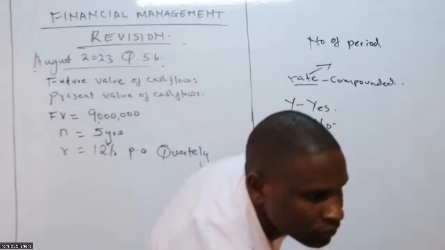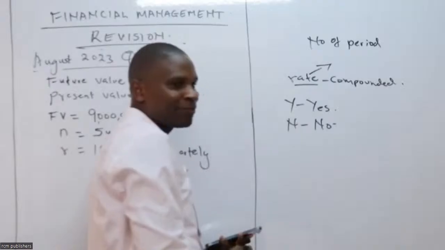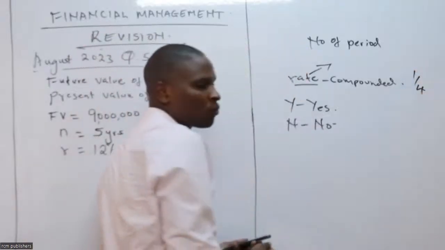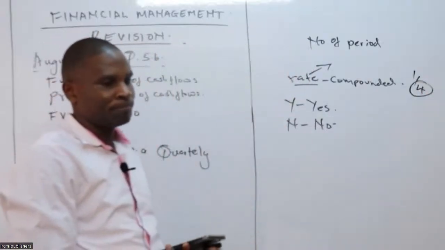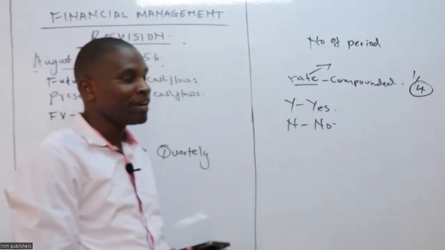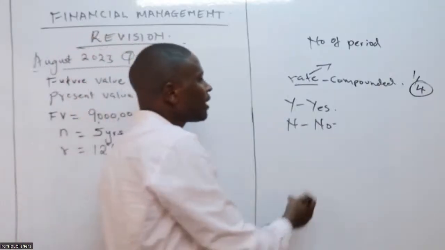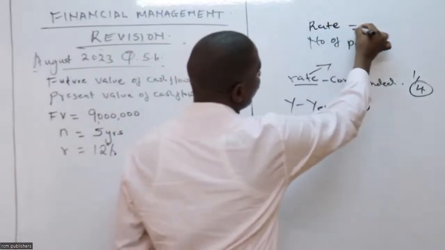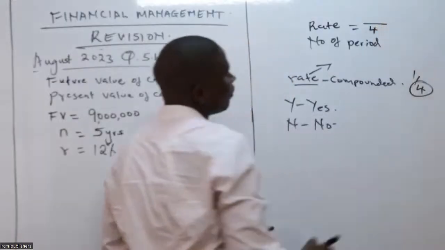I have to check the chart here. The number of periods has to increase. We're told it's compounded quarterly. Quarterly is 1/4. Therefore, the number of periods will increase by 4. The number of periods will increase by 4. Very important for us. And then the interest rate will reduce, or we divide by 4.